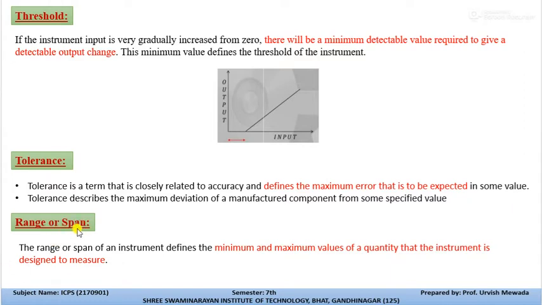Now range or span. Every instrument has its own range and span for the response. The range or span of an instrument defines the maximum and minimum values of the quantity that the instrument is designed to measure. Suppose we use one instrument for current measurement and the range of that instrument is 10 ampere. Then 0 is the minimum value and the maximum value is 10 ampere. So that is called the range or span of that instrument.